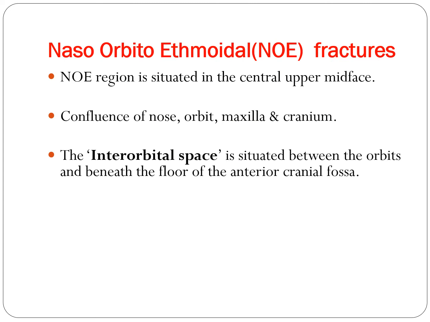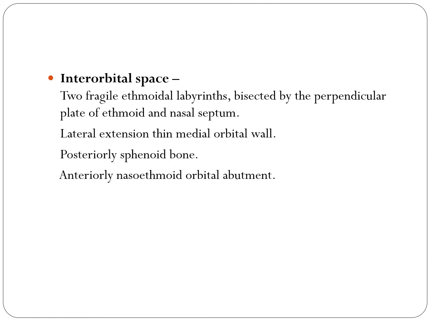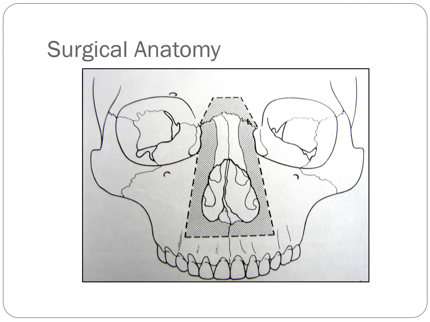So the nasoorbitoethmoid fracture is in the upper central third of the face and involves the nose, orbit, maxilla and the cranium. The interorbital space is situated between the orbits and beneath the floor of the anterior cranial fossa. The interorbital space is very fragile and near the labyrinth, bisected by the perpendicular plate of the ethmoid and the nasal septum. There will be lateral extension, thin medial orbital wall, posteriorly the sphenoid bone, anteriorly the nasoethmoid orbital abutment.